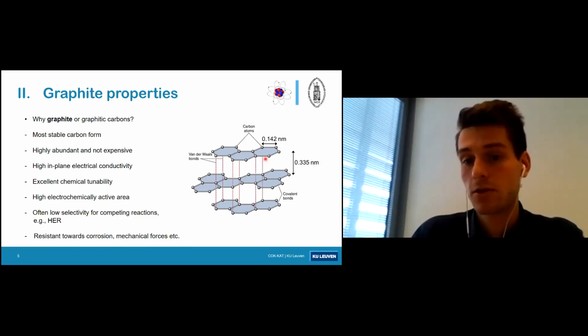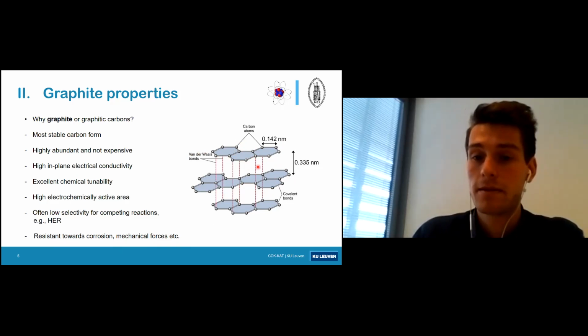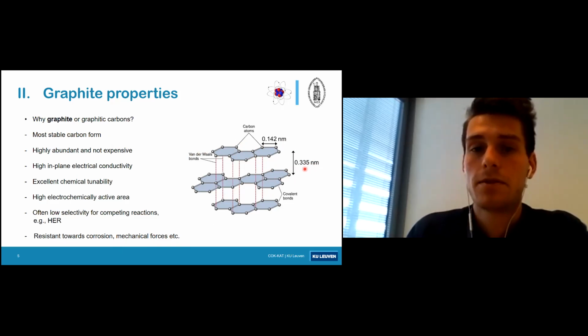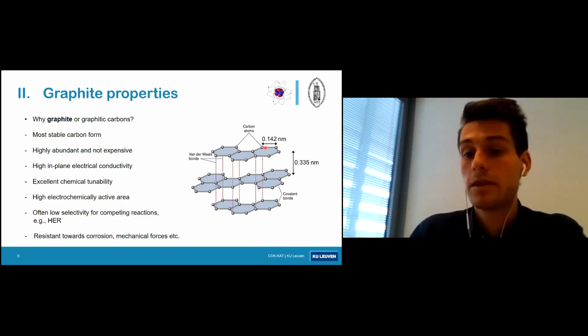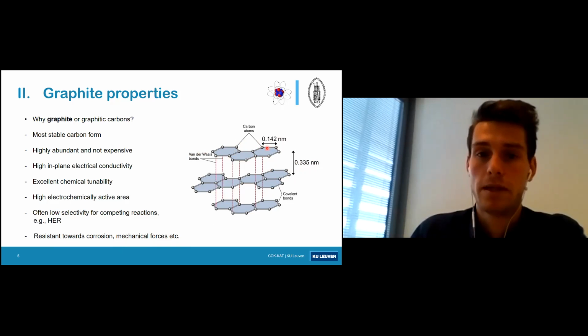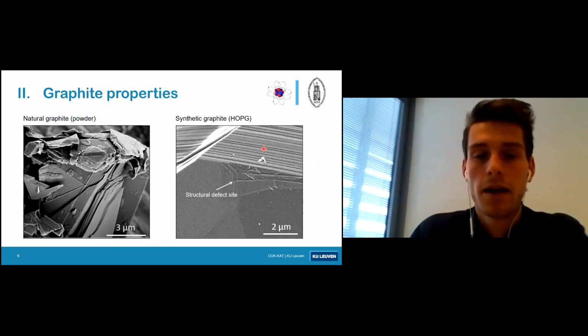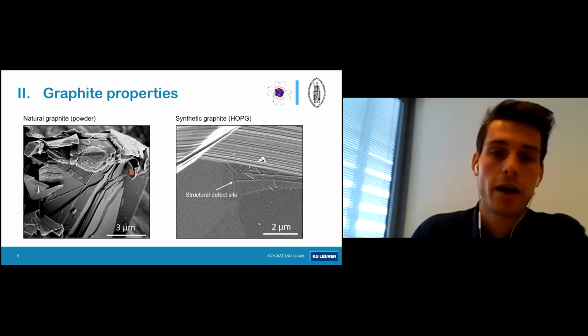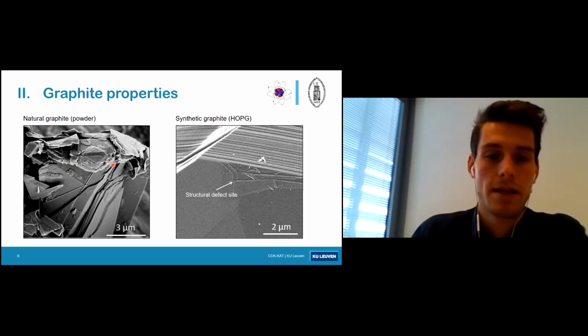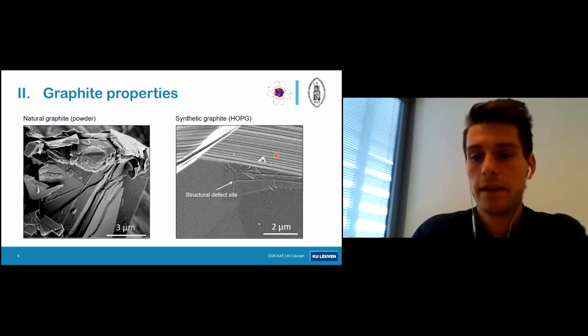As you can see, graphite is composed of building blocks, which are graphene sheets. These are separated by an interlayer van der Waals distance of 0.3 nanometers. And the carbon-carbon distance in plane is around 0.14 nanometers. This is how graphite looks by electron microscopy. At the left side, you can see natural graphite powder particles of different sizes, which are a bit more disordered than the synthetic form of graphite.